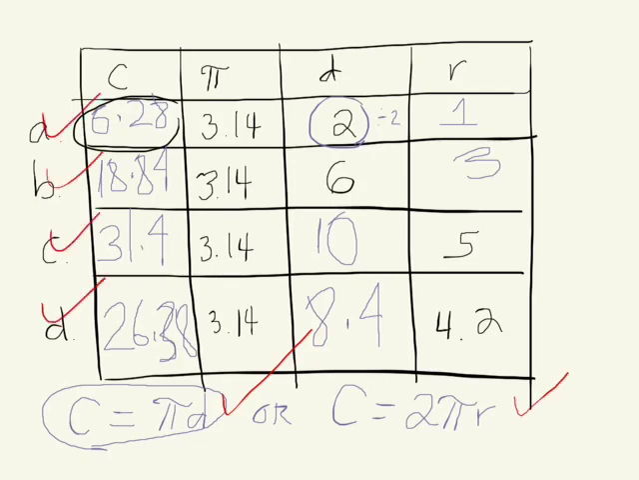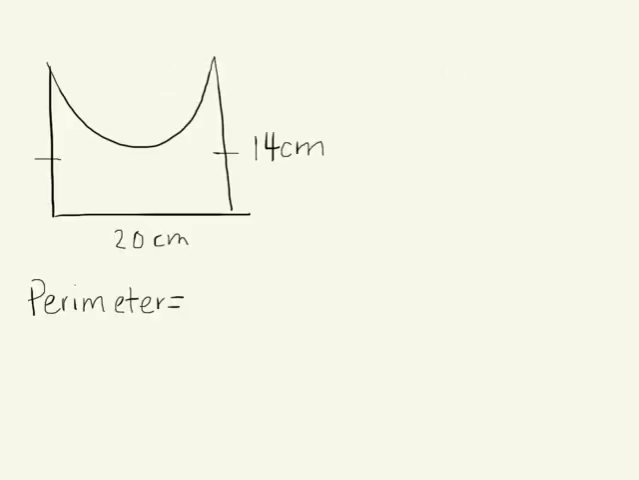Okay, now we're going to try finding the perimeter of different shapes. Okay, so for this question, we're asked to find the perimeter of the shape. What does the perimeter mean? What are you trying to find? The space around it. Good. It's the total distance around the object. So we know that the distance around the object is this, this, this, and what shape is this here? It's a semicircle. Right, it's half of a circle.